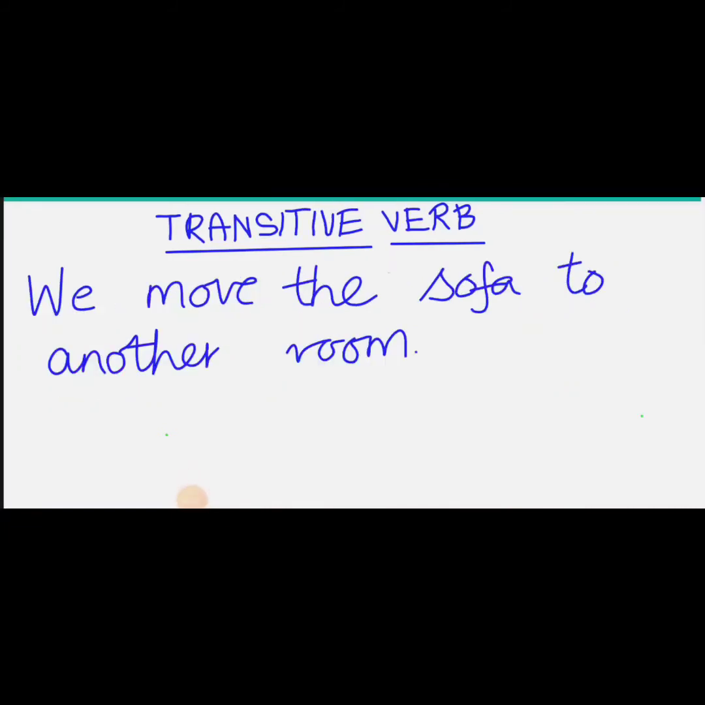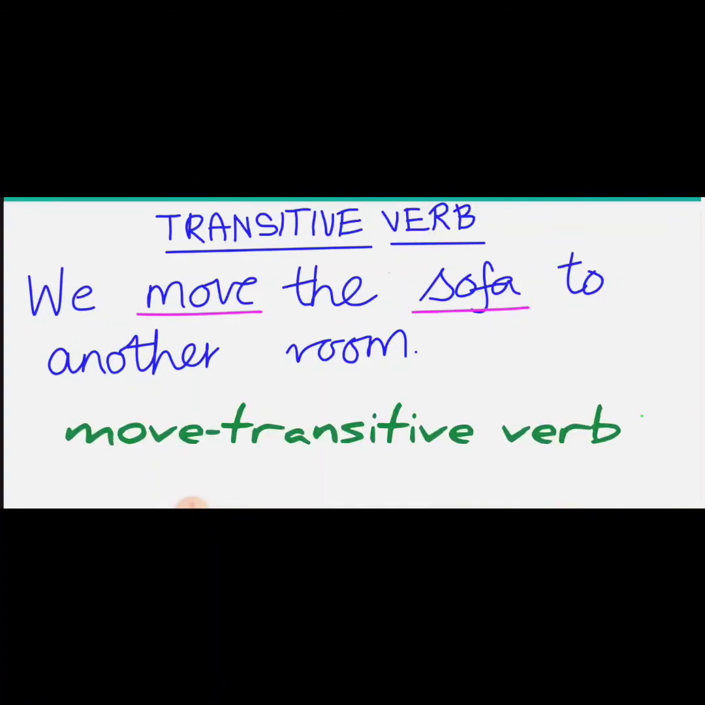Now let's see the last example. In this sentence, move is a transitive verb. It has an object, sofa. So sofa receives the action of the verb, move. So hence the word move is a transitive verb. So I hope you understood. Now let's move on to intransitive verbs.